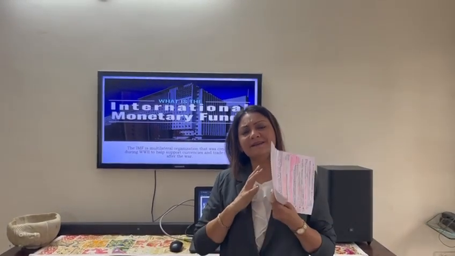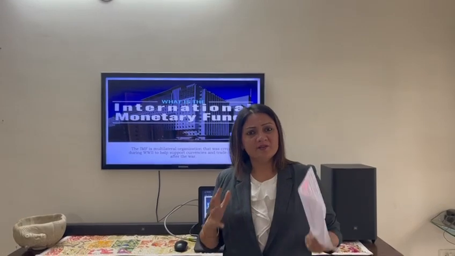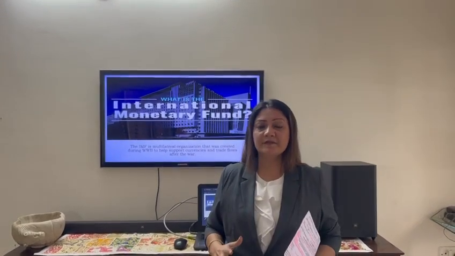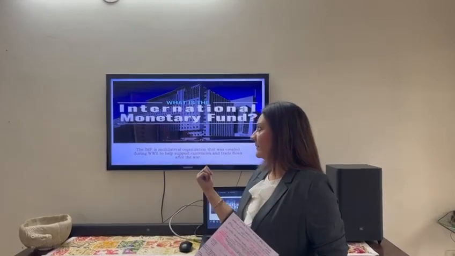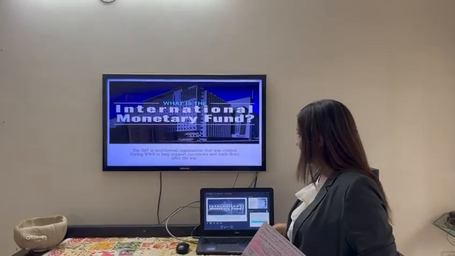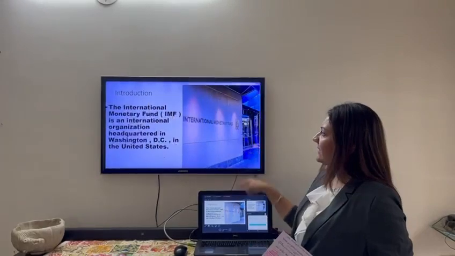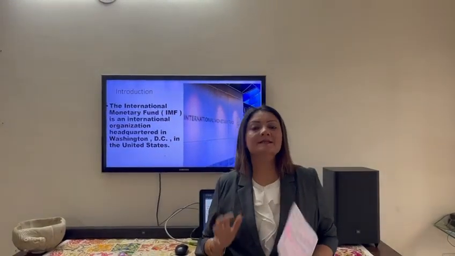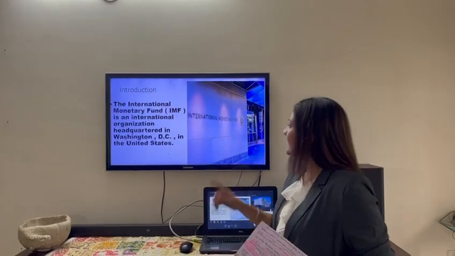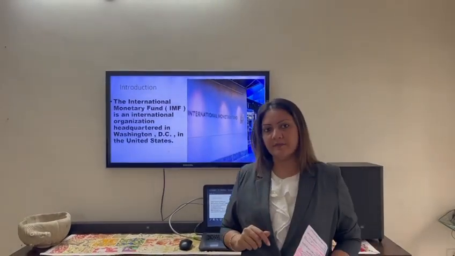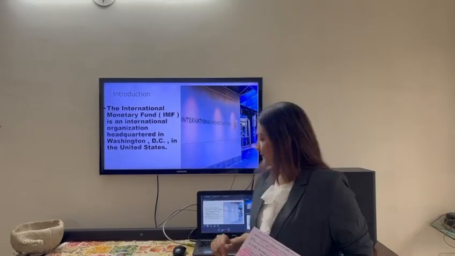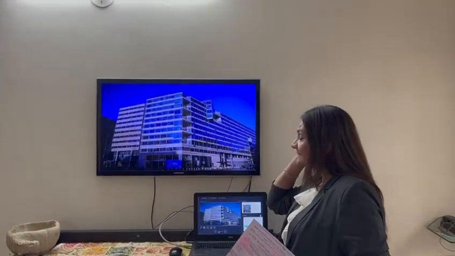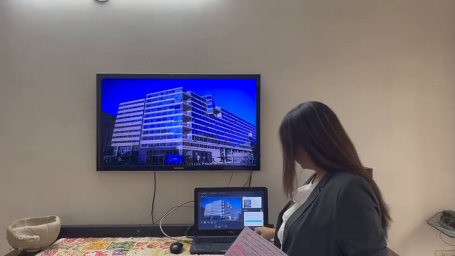War had disturbed the entire economy of the world. A lot of malpractices in trade were going on, systems had failed, and the factors of production like land, labor, capital, and enterprise were disturbed. To stabilize this, IMF came into role. Let us see how. IMF is an international organization headquartered in Washington DC in the United States. The MD of IMF is Kristalina Georgieva and the official language for IMF is English. Moving on, this is the building of IMF currently.